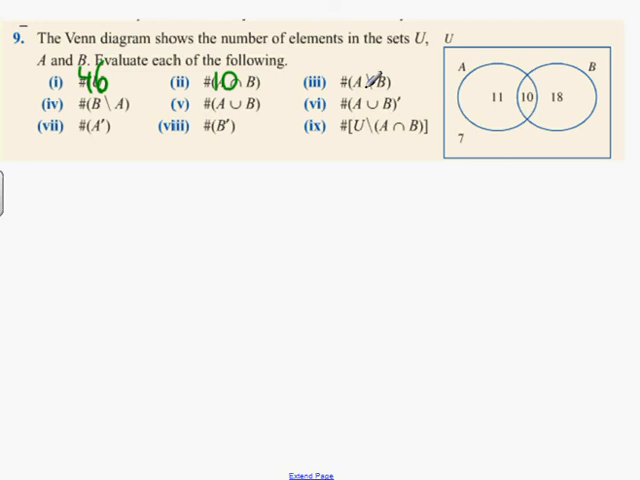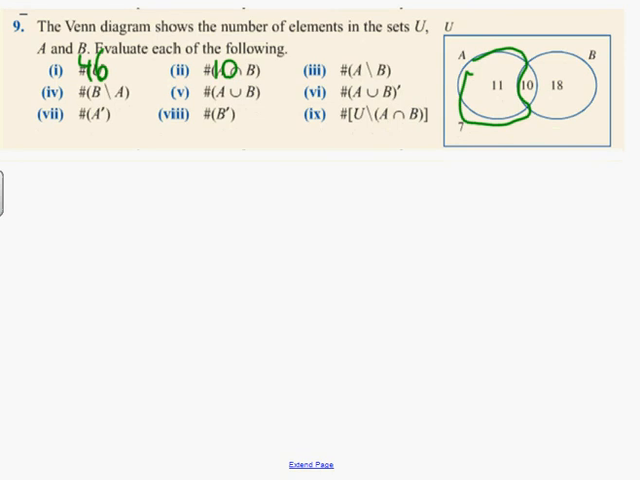The number of objects that are in A but not in B. 11. The number of objects that are in B but not in A. 18. The cardinal number of A union B. A union B is these three added together: 11 plus 10 plus 18, which is 39.